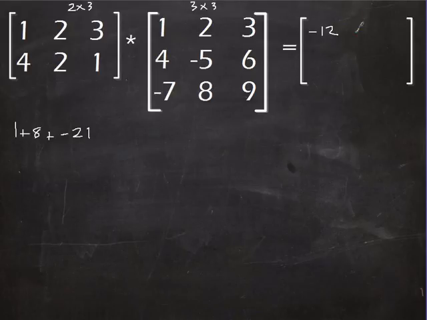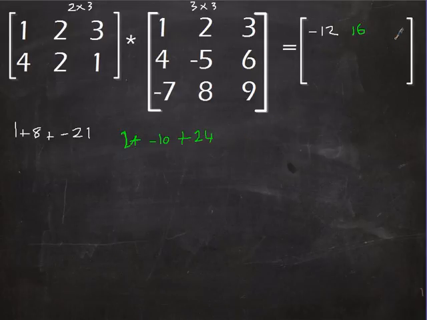Next, if we want the top middle element, we do the top row times the middle column. So that'll give us 1 lot of 2 is 2. So that's 1 times 2 is 2. Plus 2 lots of minus 5 is minus 10. So it's actually minus 10. And then 3 times 8 is 24. So 24 take away 10 is 14. Add the 2 is 16.